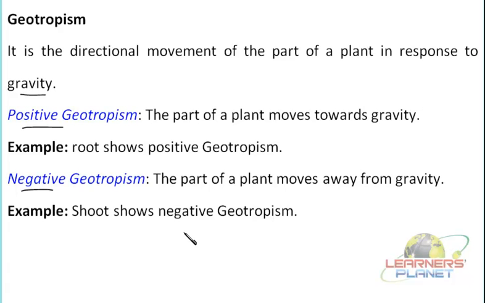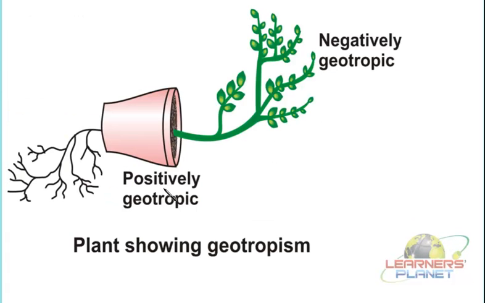Now as we are saying that these roots are positively geotropic, and the shoots are negatively geotropic. So as we had proved in the case of phototropic movement, the same could be proved in this type of movement also. How? Let us summarize this point now. For this, you just observe this particular picture.